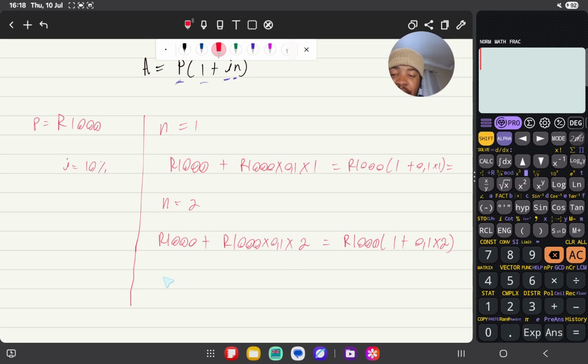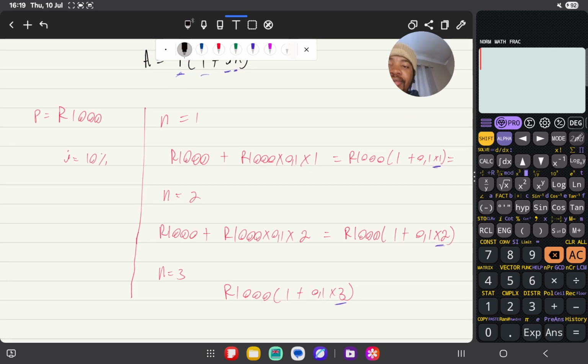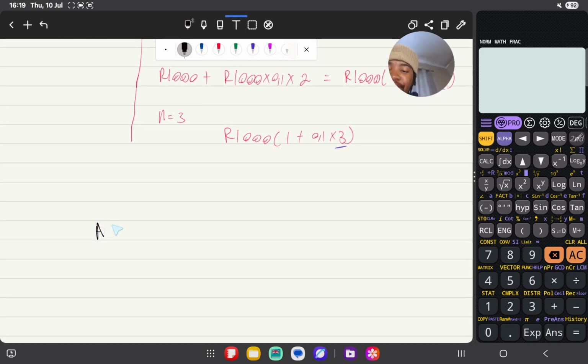And of course we did n equals 3, and from n equals 3 we saw that we got 1,000 rand into 1 plus 0.1 multiplied by 3. So we see that the only thing that keeps on changing is n, right? Otherwise, the formula for simple interest is: accumulated amount equals your principal into 1 plus interest rate multiplied by n, being the number of years. Yeah? That was quite okay. So now let's go and do a couple of examples, to see if we really understand the formula and how it works.